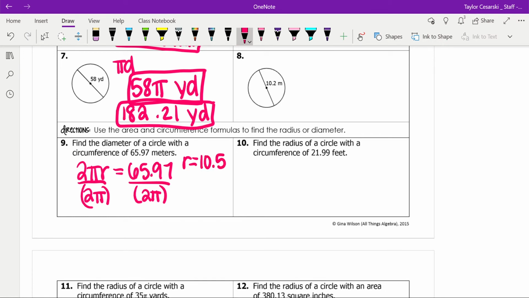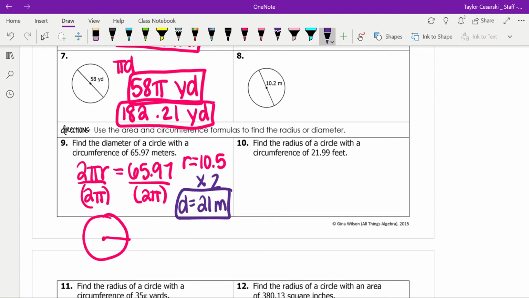Now notice that's not my final answer, because that's my radius, which is half of the diameter. So in order to find the diameter, I'm just going to take that and multiply it by 2. Therefore, my diameter equals 21 meters.